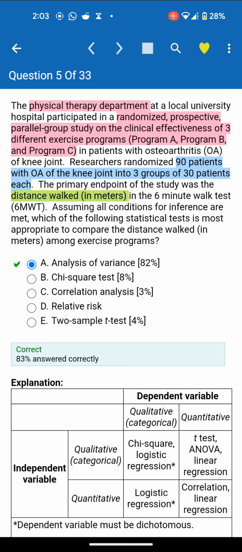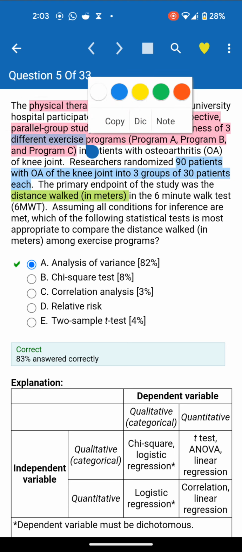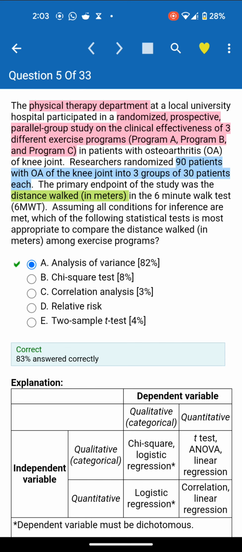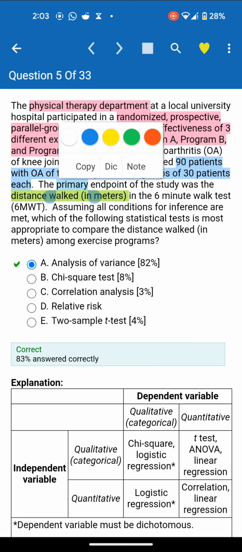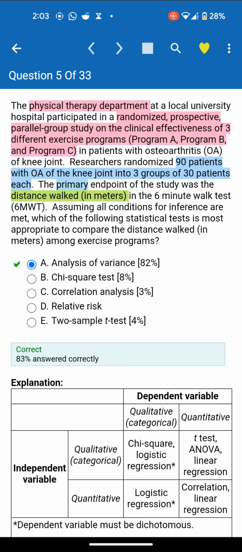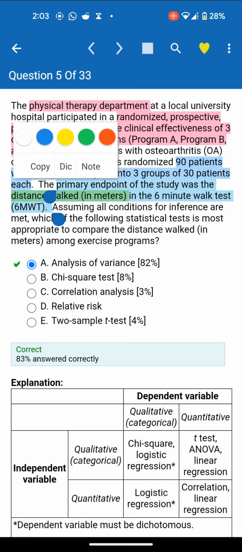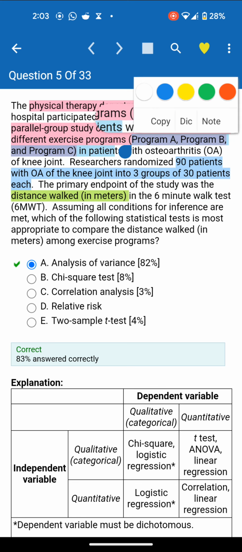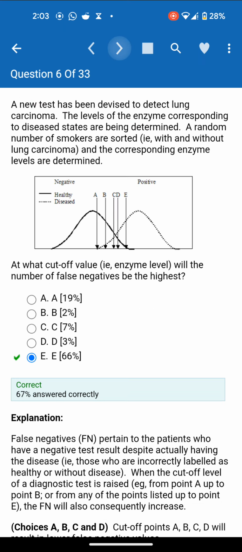Then we're going to see they have three different exercise programs, right? They're trying to see the effect of those programs on the outcome, which is going to be continuous. So it's cont-cat. Cont-cat is either T test or ANOVA. It has three groups, so it's going to be ANOVA. That's how it's ANOVA, right?